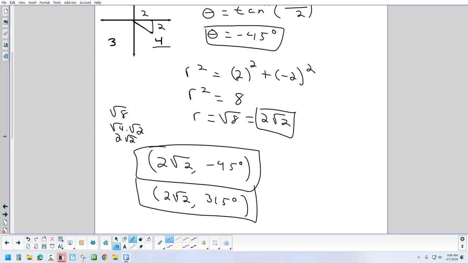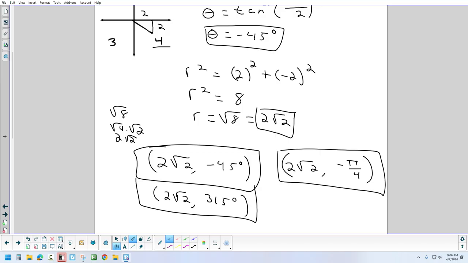All right, let's do one in radians. So 2 root 2, comma. What did we say 45 degrees was in radians? 45 degrees is pi over 4. So what's negative 45 degrees? Negative pi over 4. Technically that's not a different way. It's just this way repeated. I just changed degrees to radians.